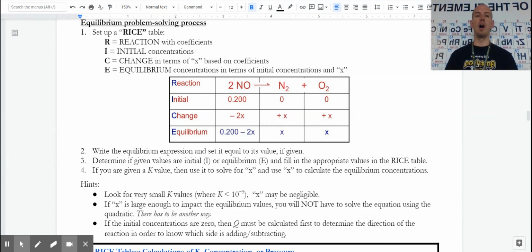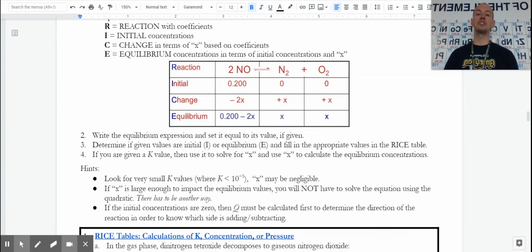The equilibrium row is, once I get to equilibrium, what will the concentration of each of these things be? Sometimes it's a numeric value that we're given and we can plug directly in. Sometimes it's going to be solved for in terms of x. So here I know I had 0.2 and 2x of it went away. Here I don't know how much, or I started with none. I end with a certain amount, but I don't know how much. And by being given other information, usually specifically the K value, we can solve for what those x's are.